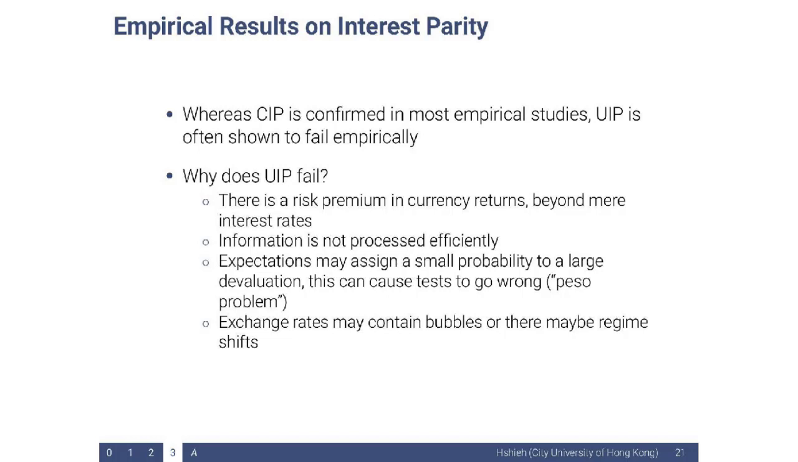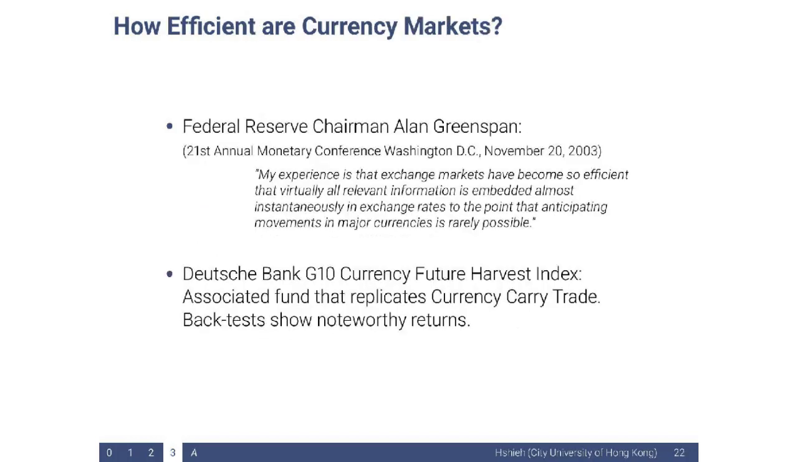All right, so I want to conclude, are currency markets efficient? There's disagreement. So we have some central bankers saying that basically there's no way to make money from interest rate arbitrage, as said by Alan Greenspan. But if you look at these carry trade ETF funds, they do actually make some noteworthy returns. So this is an ongoing topic that a lot of finance practitioners and academics are studying, and they're basically trying to identify different sources of risk premium. Okay. All right.